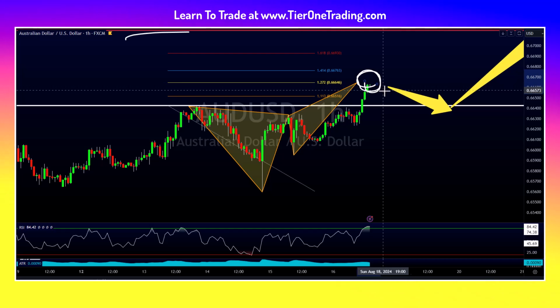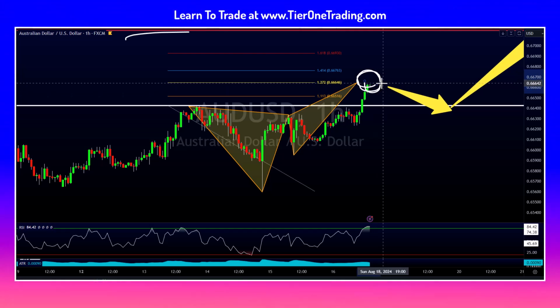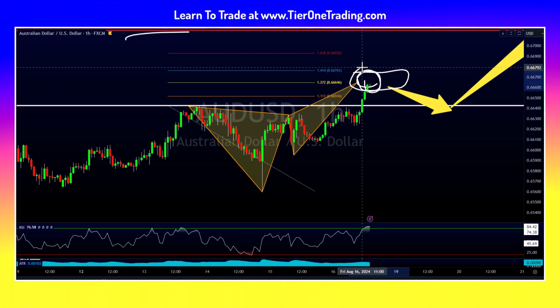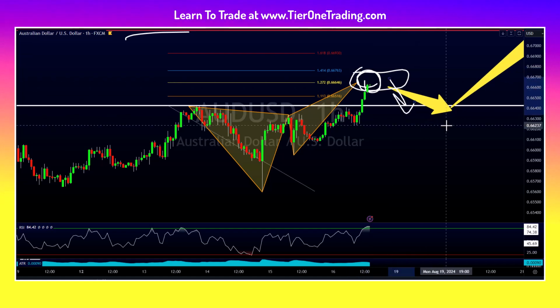Again, if you're a butterfly pattern trader, you can trade this in its own right. But if not, again, it just tells you pay attention to this level because this is where that retracement may start at.